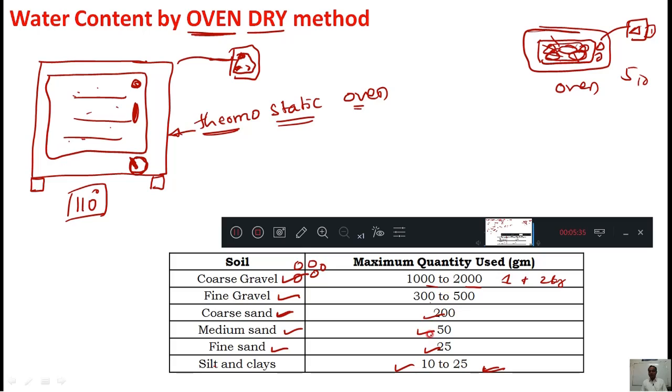These are not exact standards. When you are measuring medium sand, you need not take exactly 50 grams.